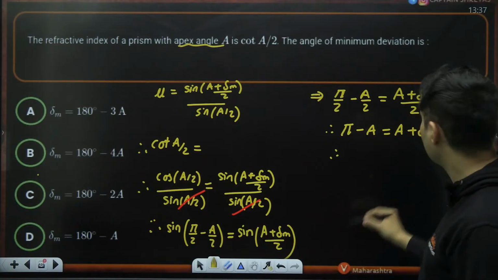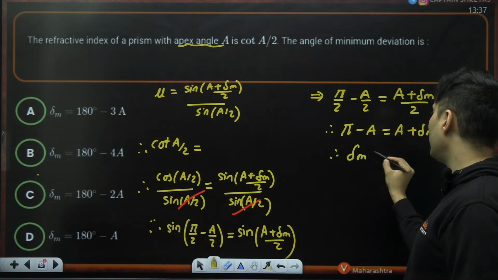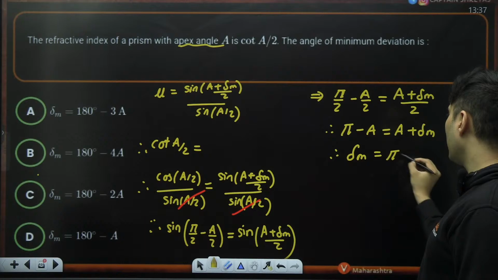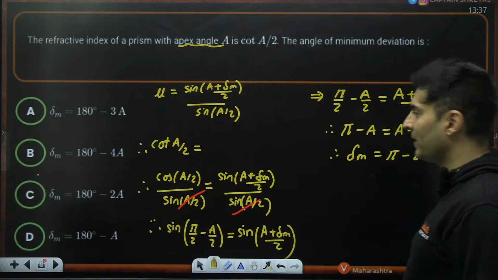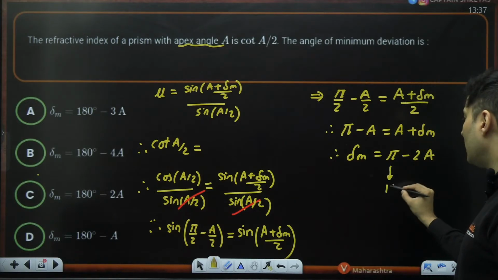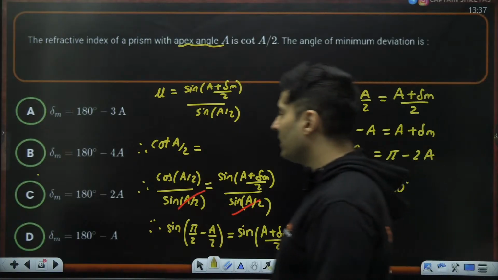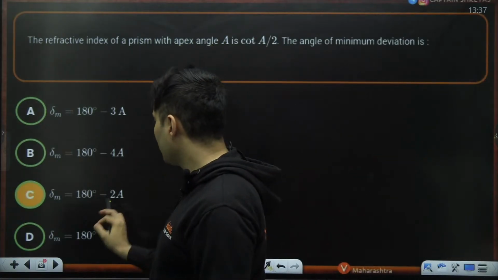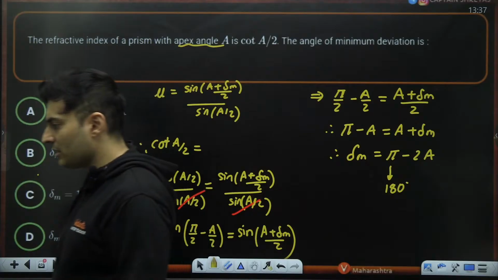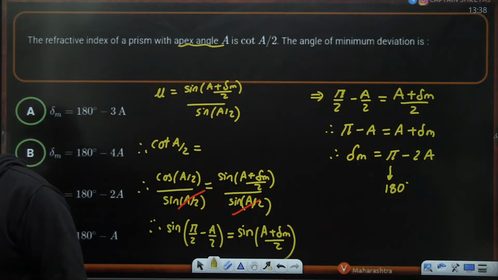Therefore, what is asked? Delta minimum is asked. Therefore, delta minimum is pi, take A on the other side, so minus 2A. Pi is like 180 degrees. So if you convert it into degrees, 180 minus 2A, which is C, as Captain Shreyas said. Yes, very good. Many of you got it.